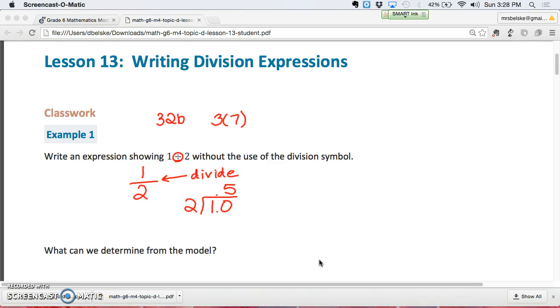If we wanted to draw a model of this, it doesn't really ask us to, but the second question asks something about a model. We would draw one whole, and we would divide it in half, and then we would be telling what one part would be. That's 1/2 of the whole thing. So the next question says, what can we determine from the model? And it would be that 1 divided by 2 is the same thing as 1/2.